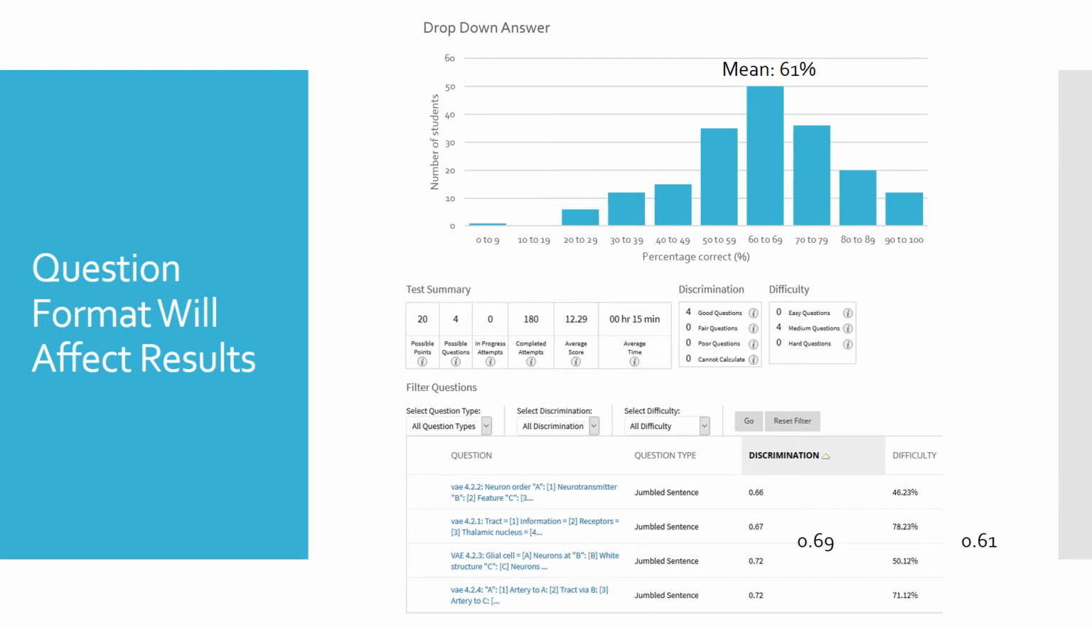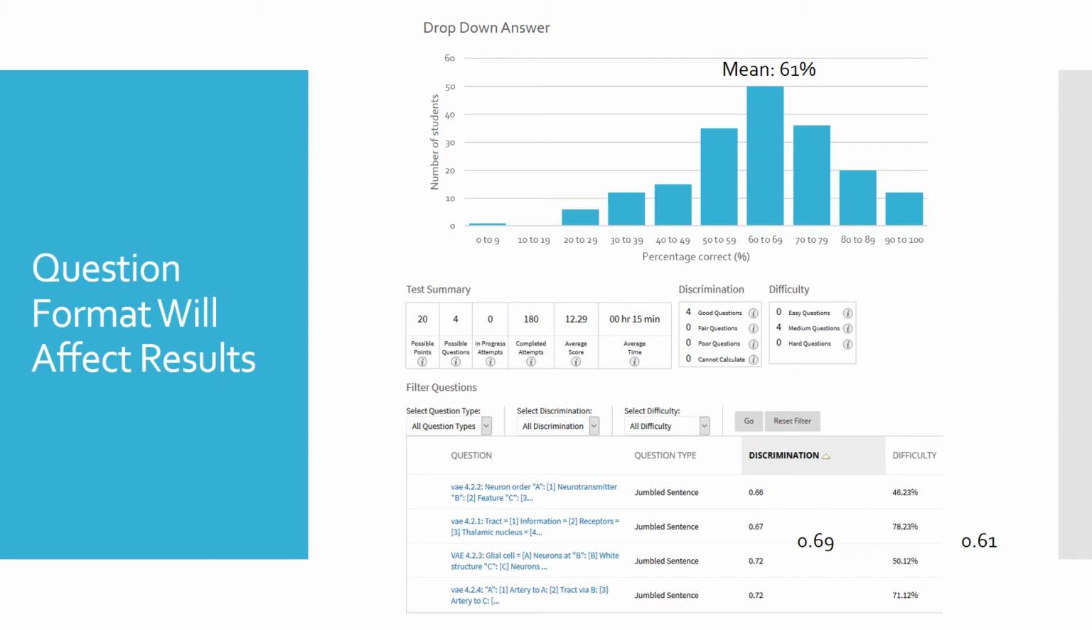We were testing exactly the same content in neuroanatomy, but this time, instead of having to click on an image, they were selecting an answer from a drop-down list which had multiple answers listed. Again, they still had 20 questions built into four overarching questions. 180 students completed it, and the average score was 61%. Students were able to complete this in a little bit shorter time than the hotspot activity. This was completed in 15 minutes.